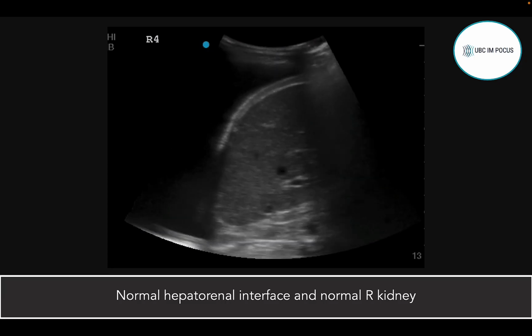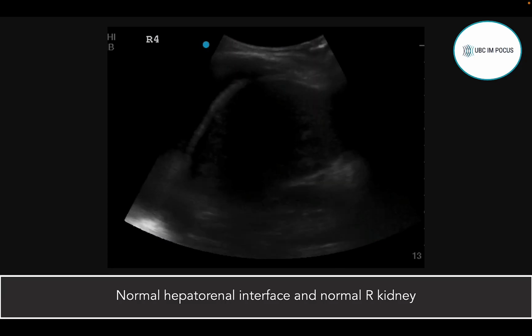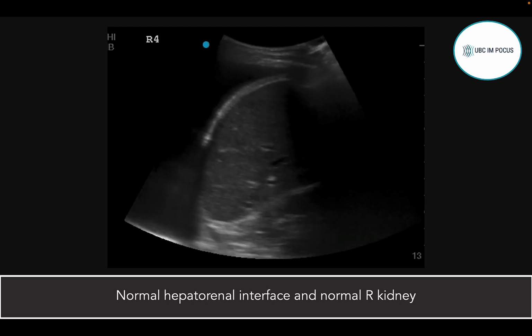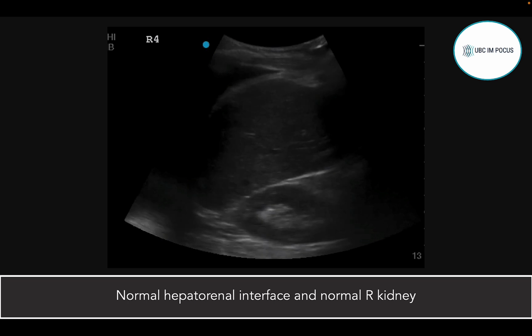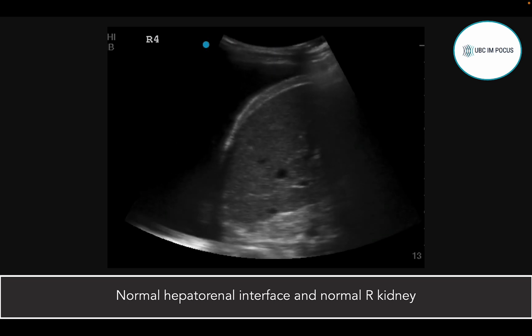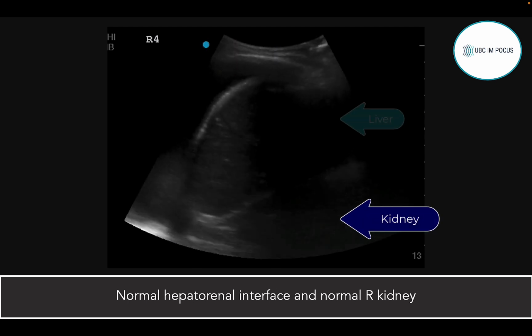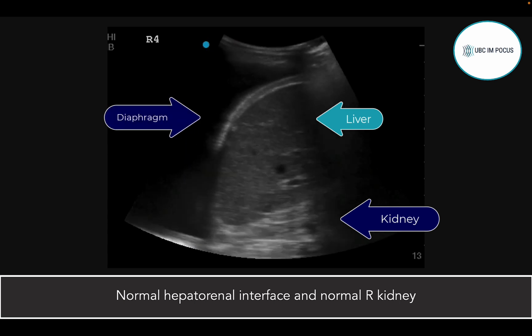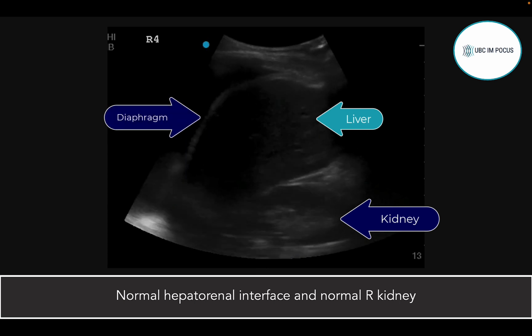Okay, this is just a normal right upper quadrant. Well, not totally normal because we probably have a pleural effusion hanging out there above the diaphragm, given that black space. But we see a normal appearing kidney. We see a normal appearing liver. We see diaphragm. The potential space between kidney and liver, of course, is Morrison's pouch, and we don't see any free fluid there.